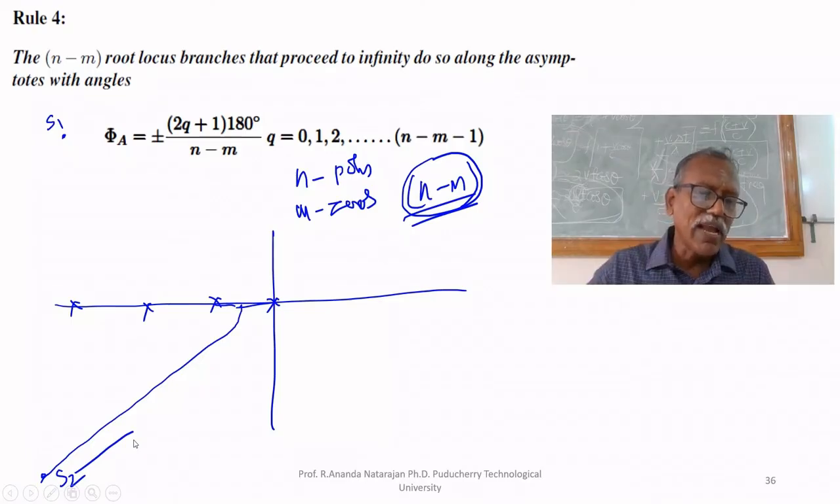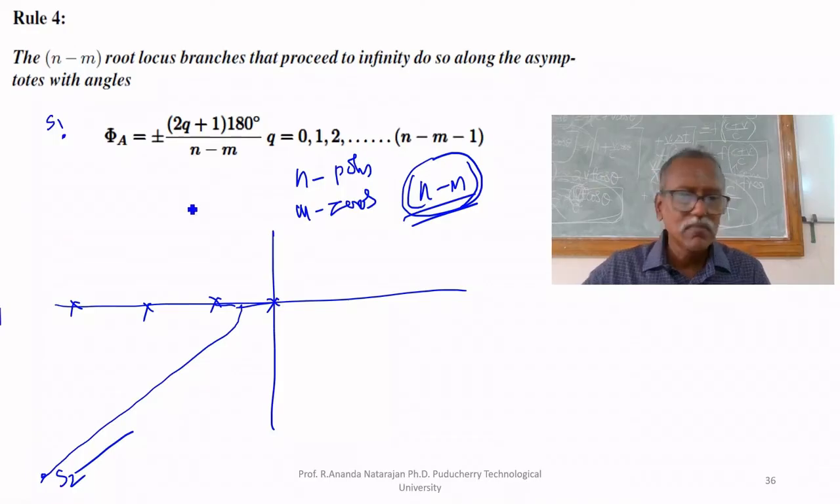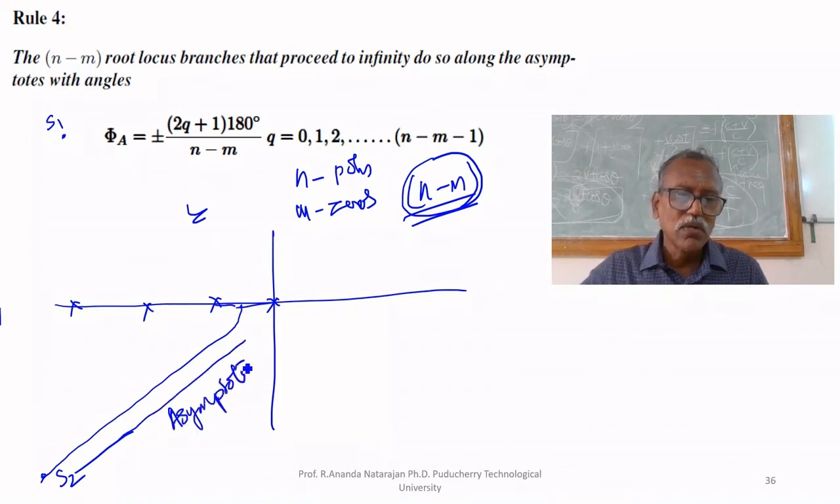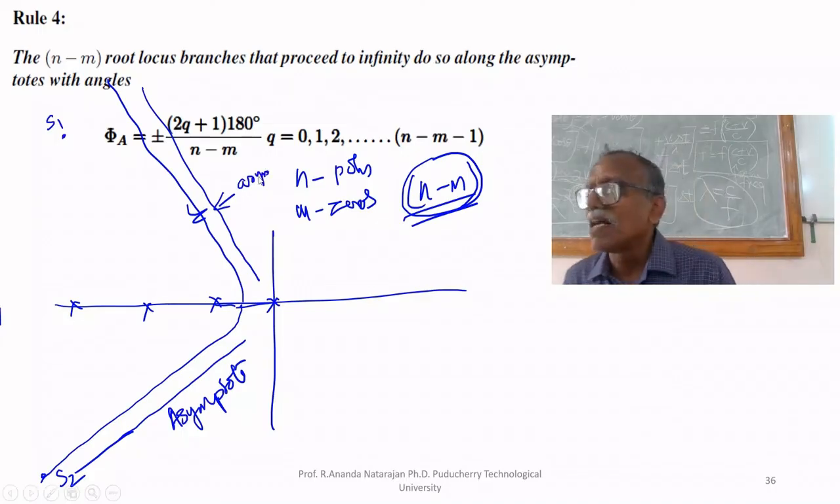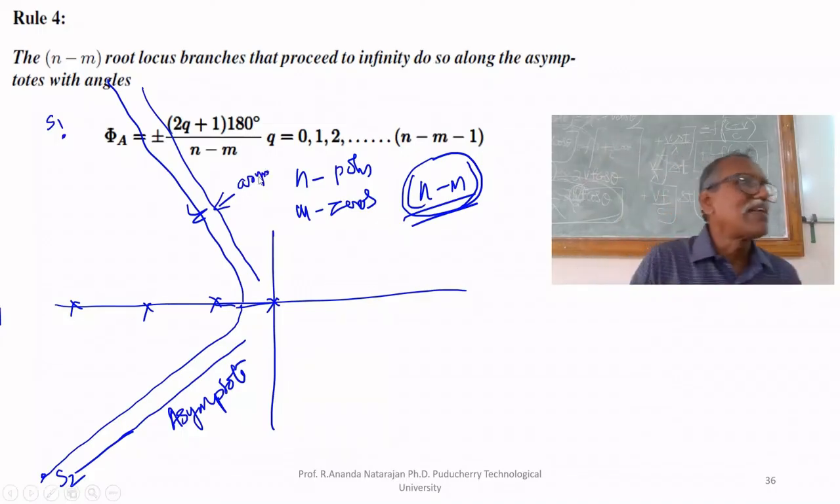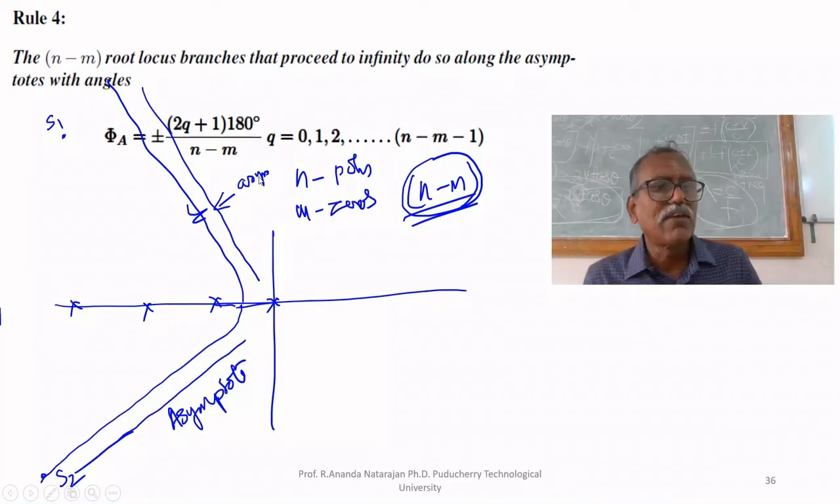Therefore, if you draw an asymptote parallel to this graph, this is called an asymptote. This asymptote will meet the graph at infinity. Another branch goes to infinity at this angle. If you draw a line parallel to this, this is called another asymptote. What is the angle of that asymptote? We can find the angle of the asymptote.